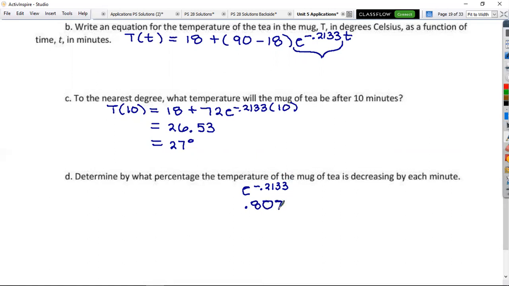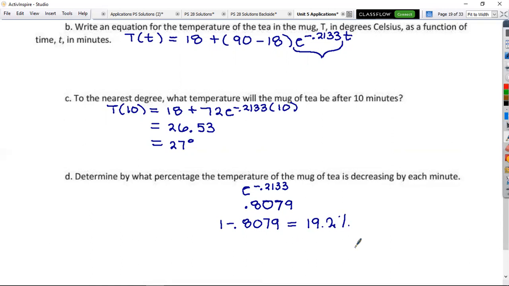So again, this is decay. So I'm going to go 1 minus this and move my decimal. So 1 minus, and then move your decimal over. And then we'll do one more quick one like this. All right, I'm getting like 19.2%. And then you're good to go. So 19.2%.